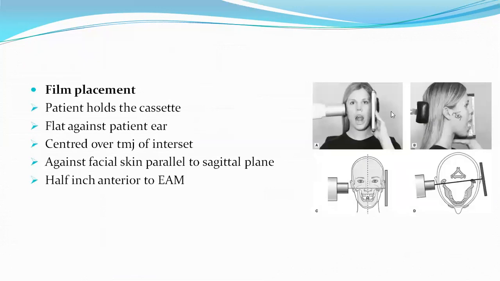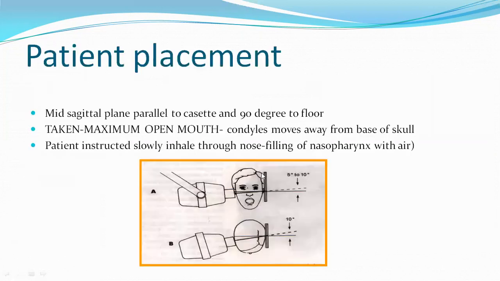Film placement, very important. See here, the patient has to hold the cassette. It should be flat, again towards the joint of interest, and it should be centered over the temporomandibular joint of interest, right? And the film has to be placed half inch anterior to the external auditory meatus. Patient placement, very important: again, the mid-sagittal plane should be parallel with the film. It should be 90 degrees to the floor and is taken in maximum open mouth.